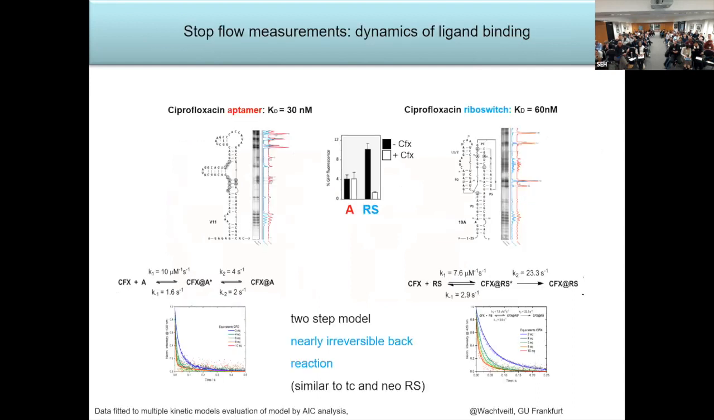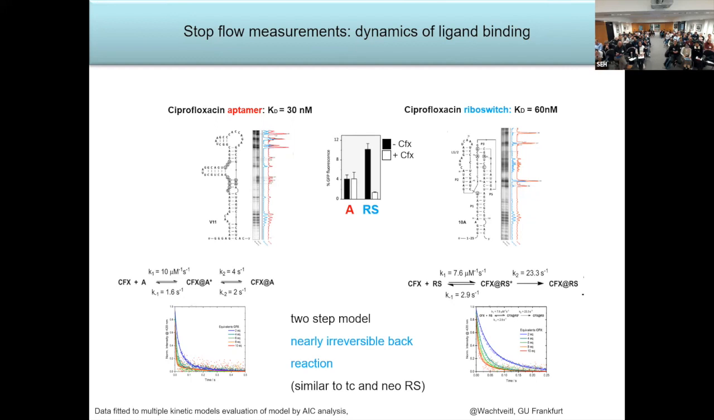Yeah. We went on to another ligand, this time ciprofloxacin. We did exactly the same SELEX and in vivo screening. We could find some aptamers, and we compared regulating with non-regulating ones here. This is one candidate here, KD 30 nanomolar, no regulation at all. Here, KD 60 nanomolar, nice regulation.